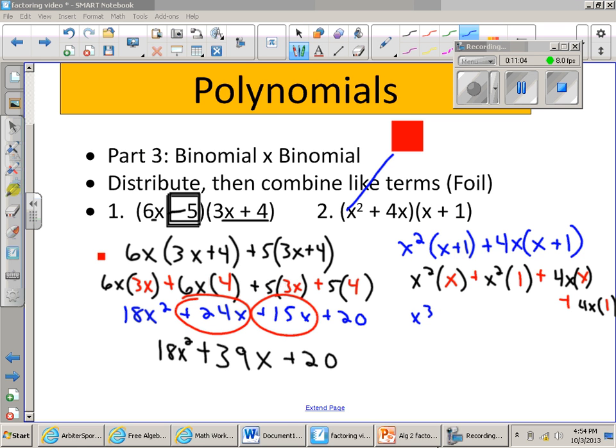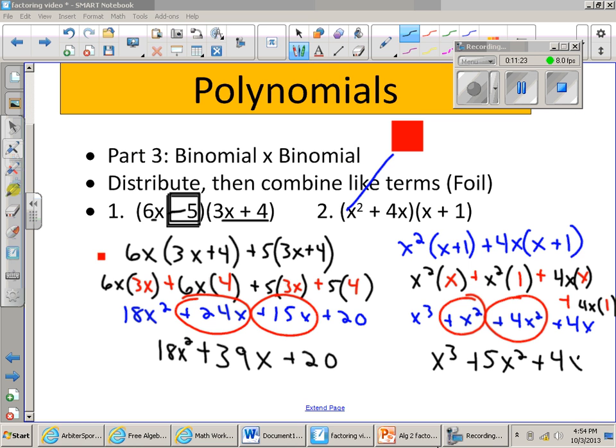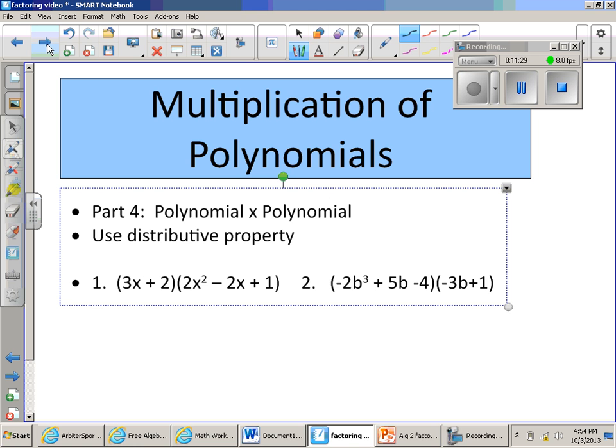Cubed plus x squared, 4x squared, plus 4x. Combine our like terms, plus x squared plus 4x squared. Get x cubed, 5x squared, plus 4x. Now we need to check our answer in the calculator.